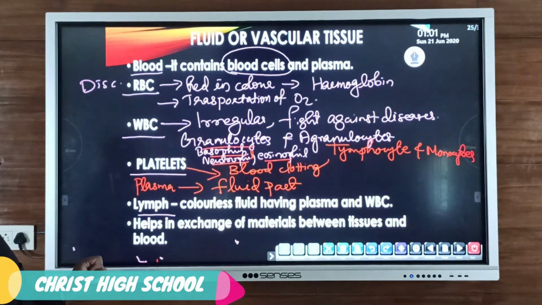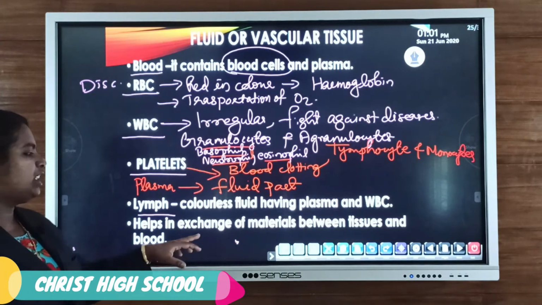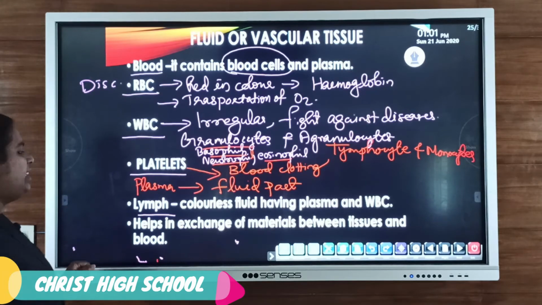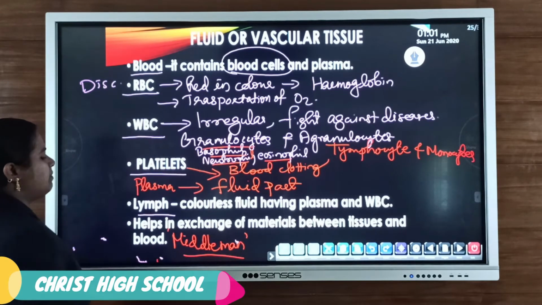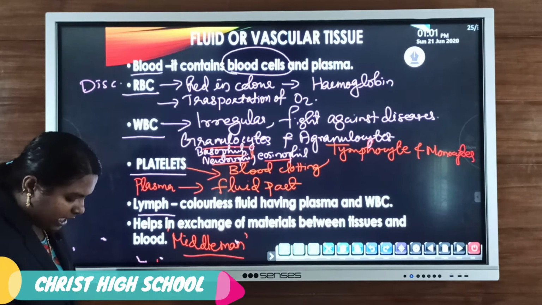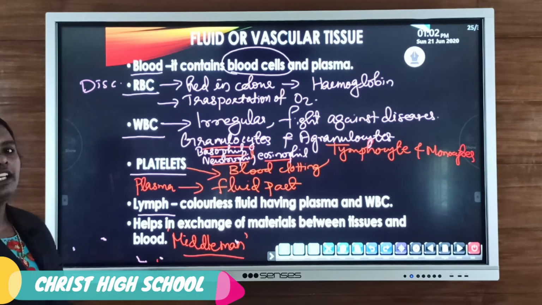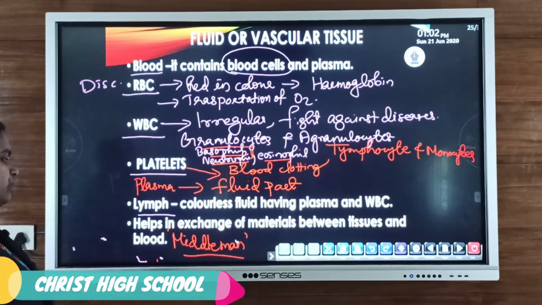Lymph acts as a middleman because it helps in the exchange of materials between tissues and blood.